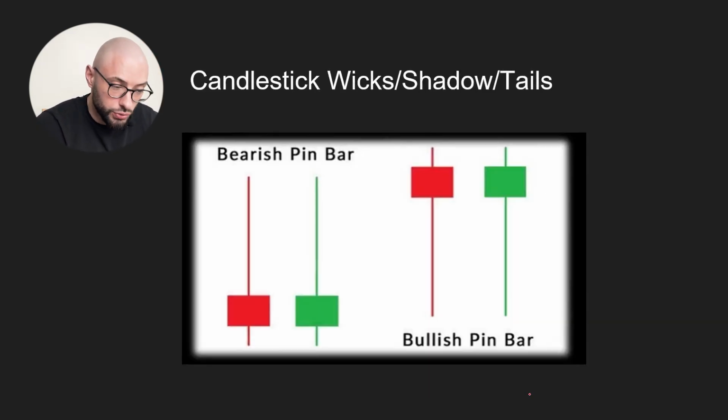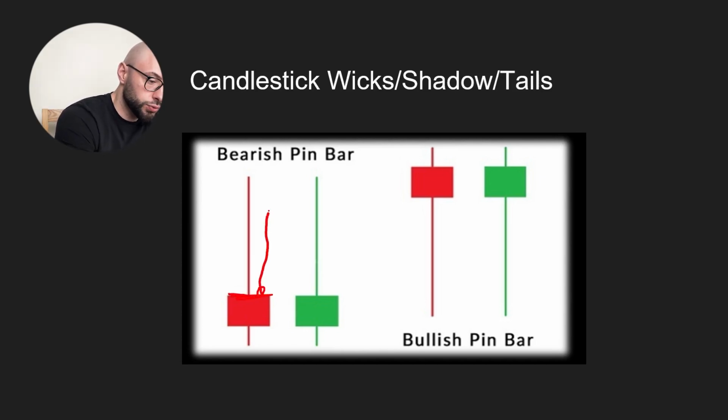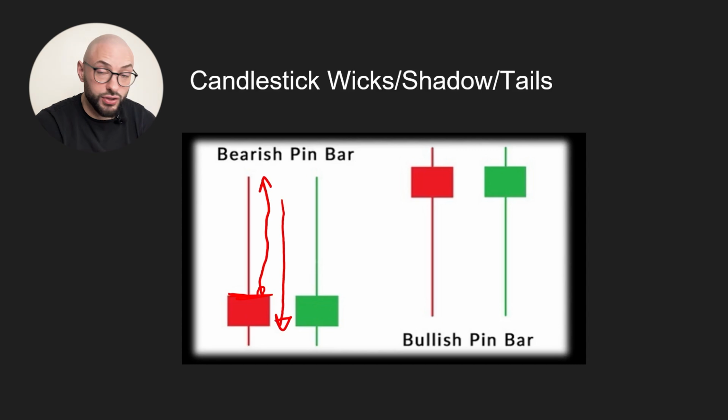Now, an important use of wicks, shadows and tails on candlesticks is when you see a bearish or bullish pin bar. This is similar to the strong momentum candles. It's showing that there's strength on the opposing side. What I mean by that is price opened here. The bulls pushed it all the way up to here, but the bears pushed it all the way back down, indicating that they're in control.